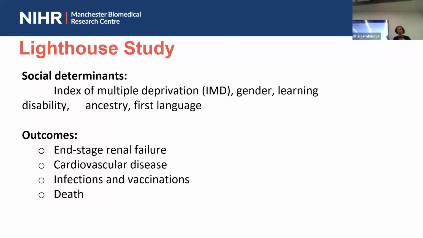We've already heard a few social factors that are routinely recorded in the GMCR, and obviously there are some pros and cons with some of them, but we're particularly interested in the index of deprivation. There's obviously gender, we talked about ancestry, and I've not included BMI, smoking, alcohol, that sort of thing. And so the outcomes that we'll be looking at will be end-stage renal disease, cardiovascular disease, infections, vaccination uptake, as well as mortality in this population.